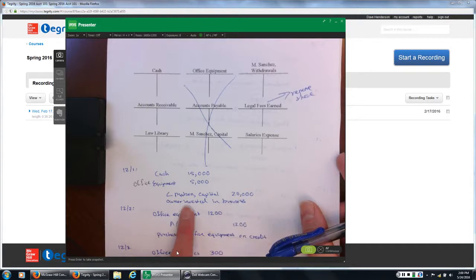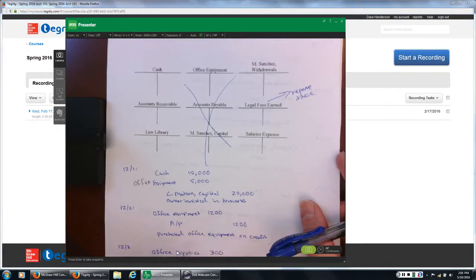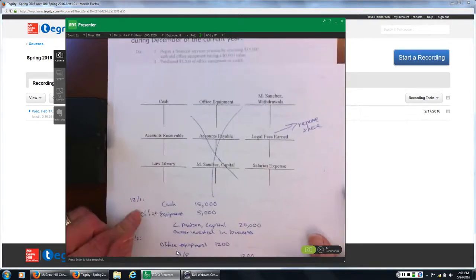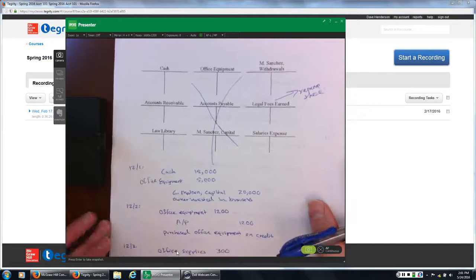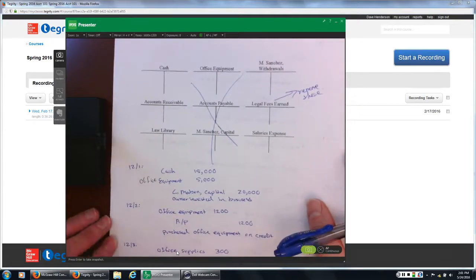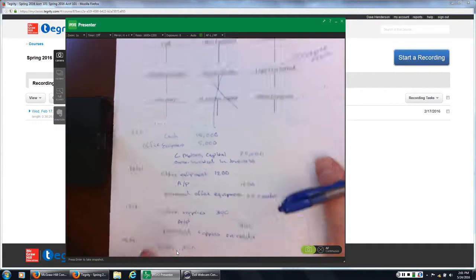And you can put in the date, debit, indent, credit, and then here is the actual description of the journal entry. Okay? It says right here, purchase $1,200 of office equipment on credit. So that means going to debit office equipment, credit accounts payable for $1,200. Purchase $300 of office supplies on credit, debit supplies, credit accounts payable for $300.